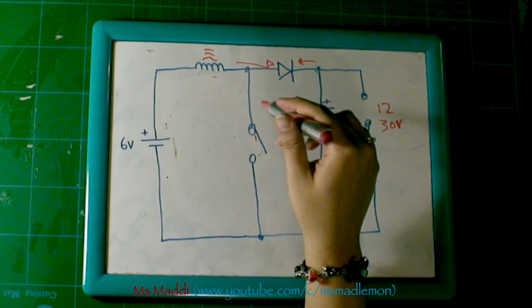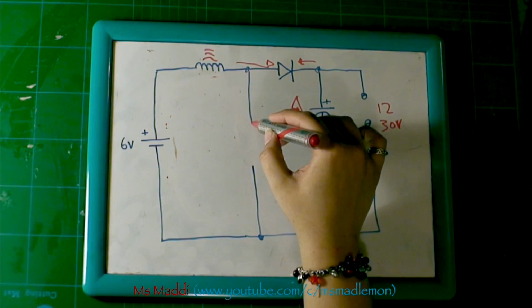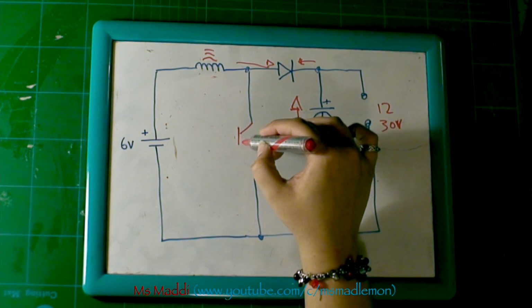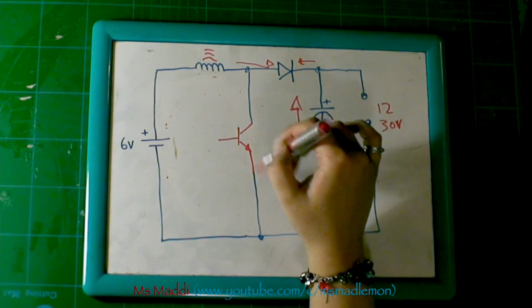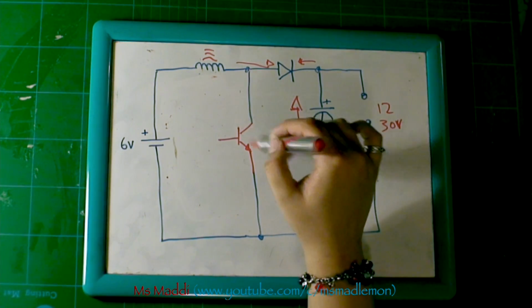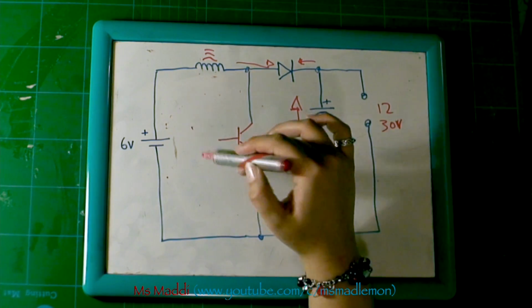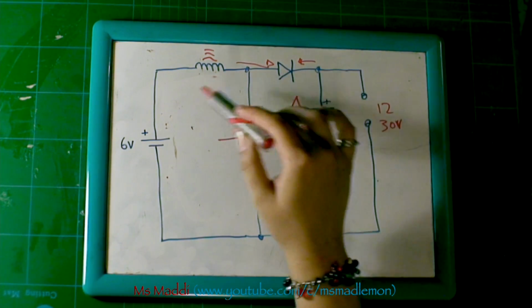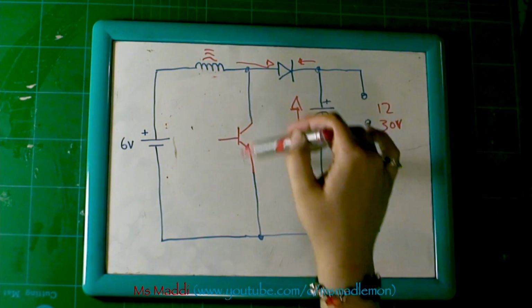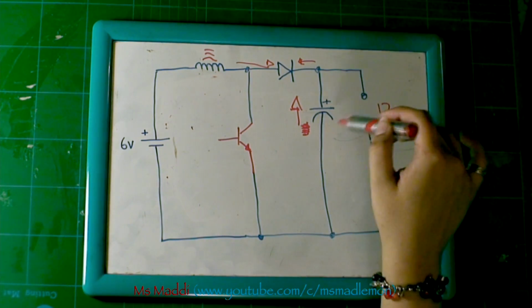Obviously, instead of the switch, you would have something like a transistor oscillating, so it'd be switching on and off. You can design a circuit to make this switch on and off, so it would keep completing the circuit, breaking the circuit, harvesting more of the voltage.